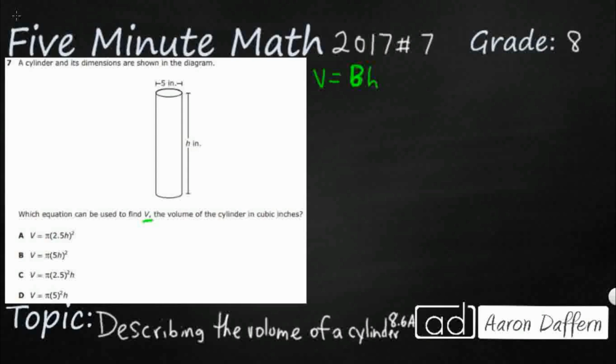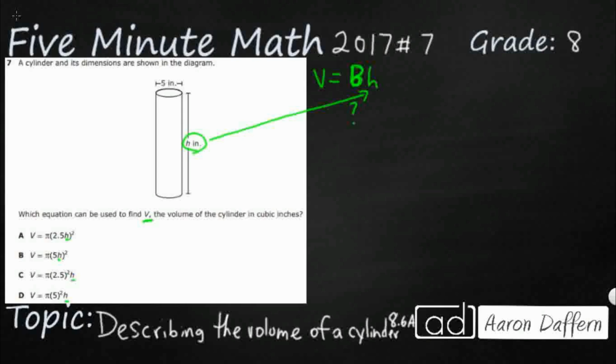And so the height is pretty easy, right? The height is just going to be a single value. In this case, they don't give it to us. They're just going to give it to us as h. That's why you see h in all of our answer selections here. The tricky part, if there's a tricky part, is calculating this base, right? So that's our question mark.